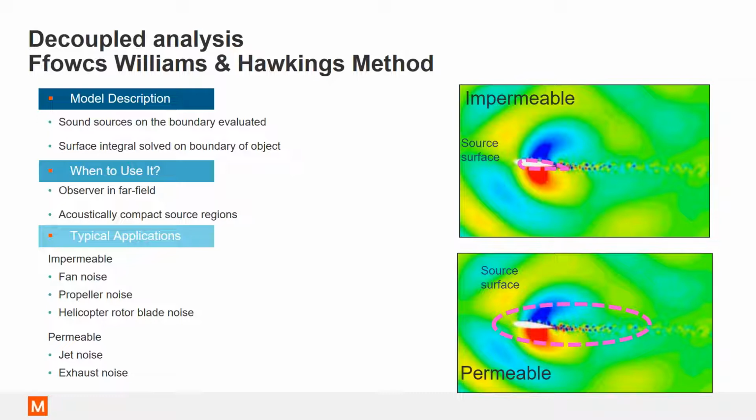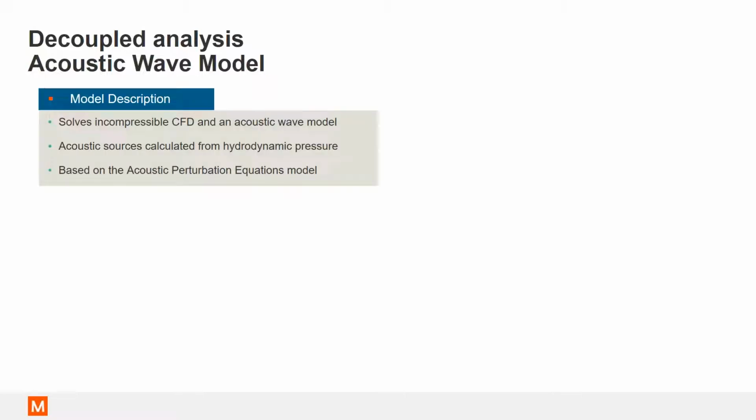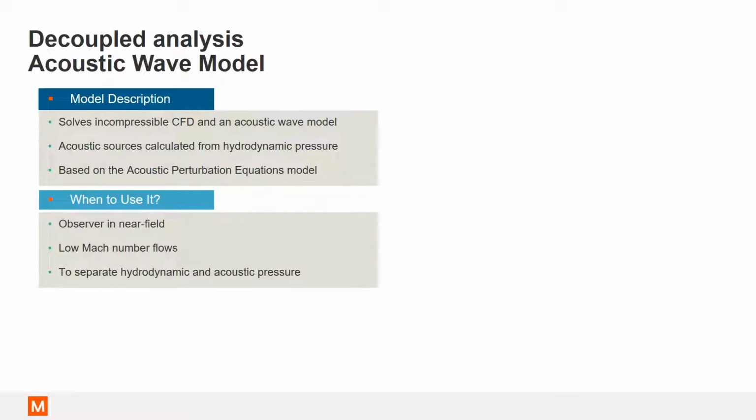Now, there's also another decoupled model, which is important, the acoustic wave model. This is where you solve a PDE for understanding noise. Using this method, you solve both the incompressible CFD and an acoustic wave equation. The acoustic sources are calculated from the hydrodynamic pressure, and then based on the acoustic perturbation model, we would model the propagation of sources to the environment. So when do we use it? Again, when the observer is in the near field, at low Mach numbers, and with separate hydrodynamic and acoustic pressure.